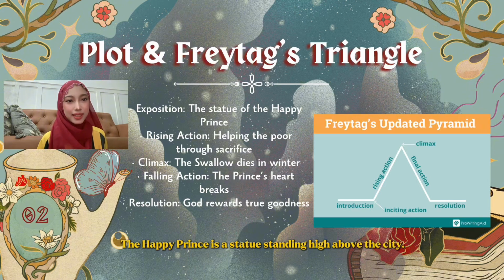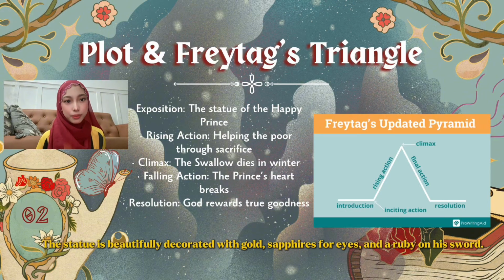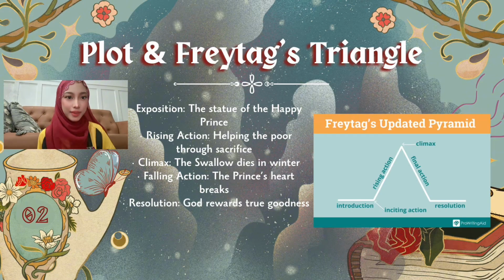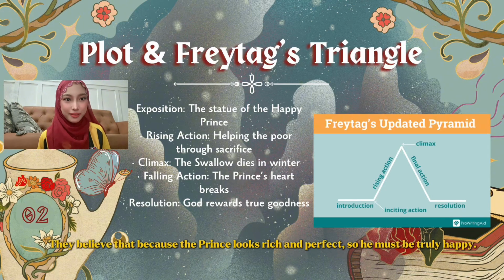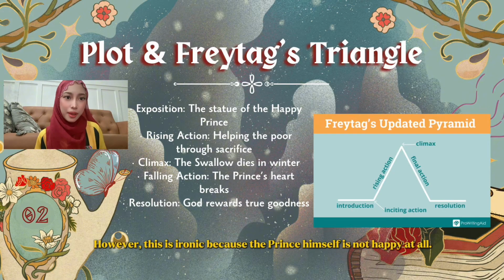The Happy Prince is a statue standing high above the city. The statue is beautifully decorated with gold, sapphires for eyes, and a ruby on his sword. From the ground, the people admire the statue and praise it for being beautiful and also valuable. They believe that because the prince looks rich and perfect, he must be truly happy. However, this is ironic because the prince himself is not happy at all.